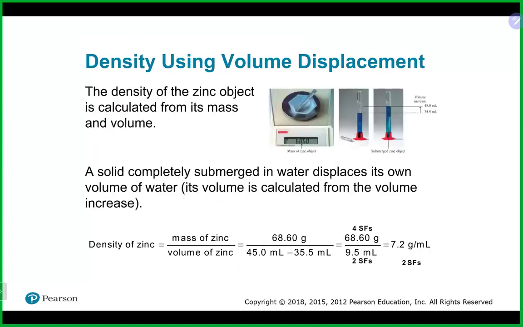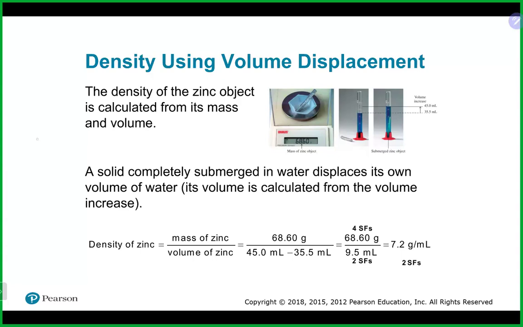Let's skip that. Now, a third very common way that we can find a volume is known as volume by displacement. And volume by displacement means that if you put an object in a liquid like water, it will displace a volume that's equal to its own volume.